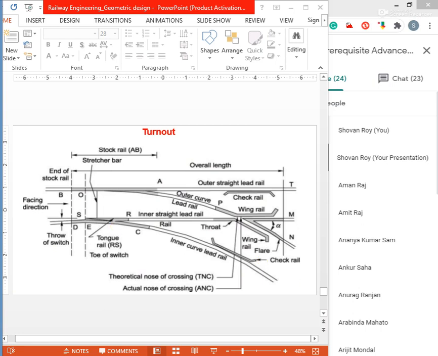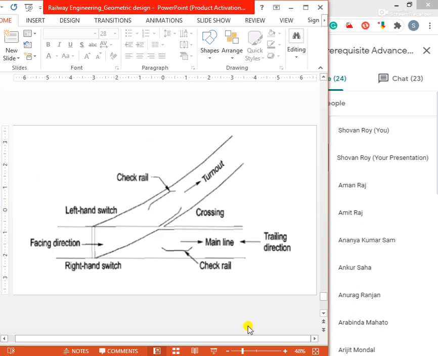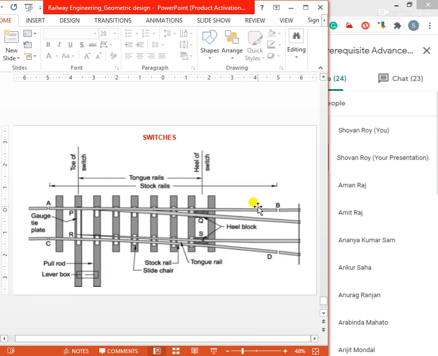Next is switches. This is the left hand switch, left hand turnout. Switches: a set of points or switches consists of these constituents. In the figure you can see a pair of stock rails.